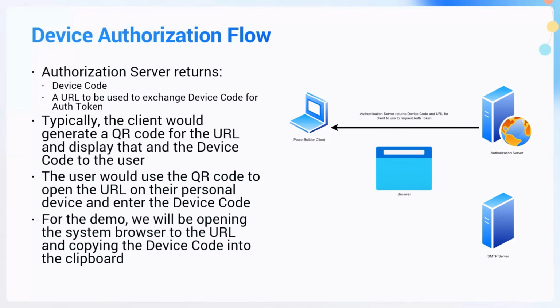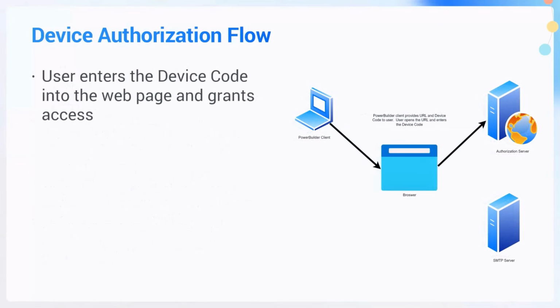What we're going to do instead is we're going to open up the browser on the local device. And we're going to copy the device code into the clipboard. And that way, during our demo, when that page displays, we can just paste the device code directly into the browser. Once again, I'm doing this for the demo. It's not necessarily the way you want to do it in a production application.